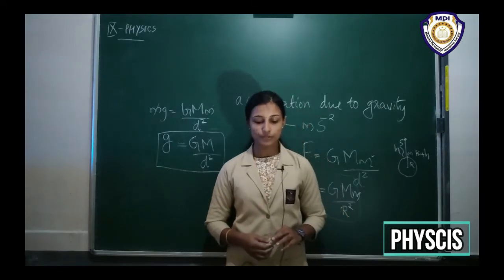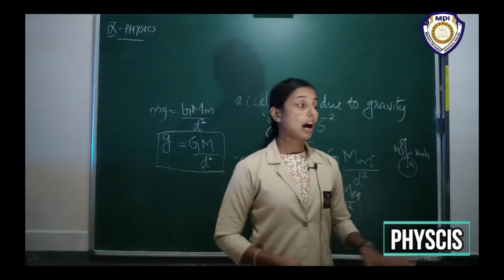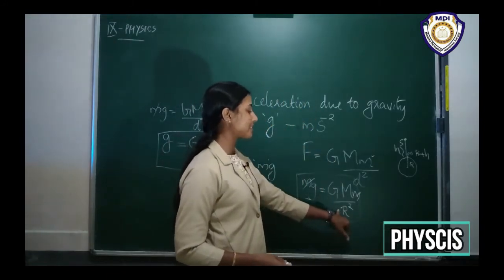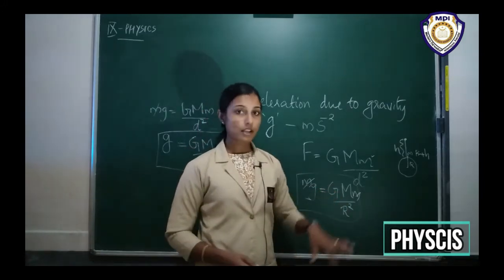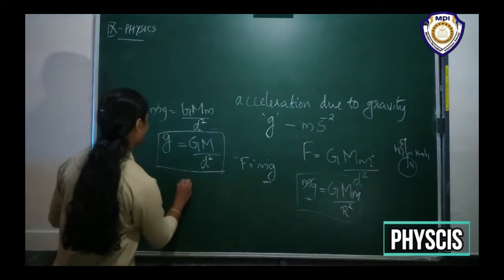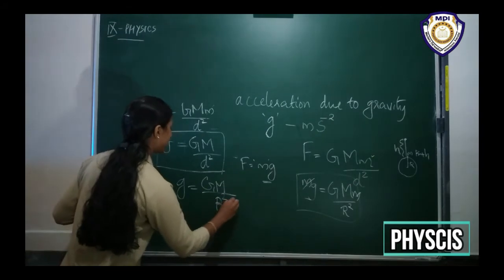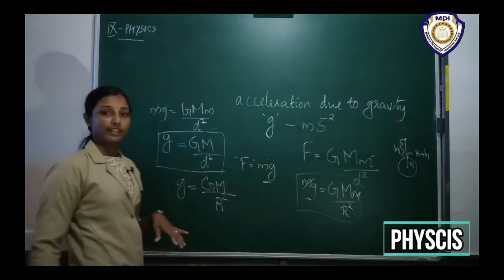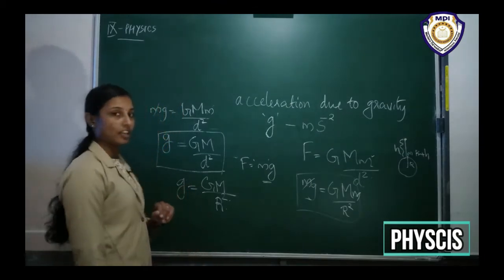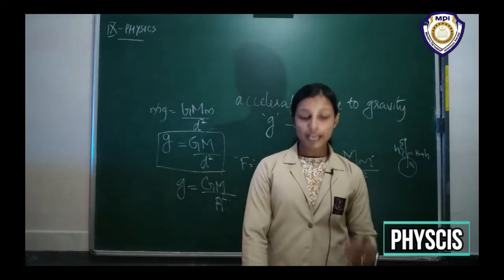Okay, so the value of g becomes greater at the poles than at the equator. So r is greater means the value of r increases, which means the value of g decreases, right? Because r is in the denominator of this equation, that is GM by r square. When r increases, then g decreases. Then r decreases means g increases. That is, the value of g becomes greater at the poles.